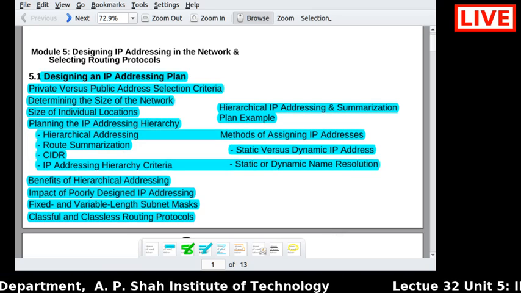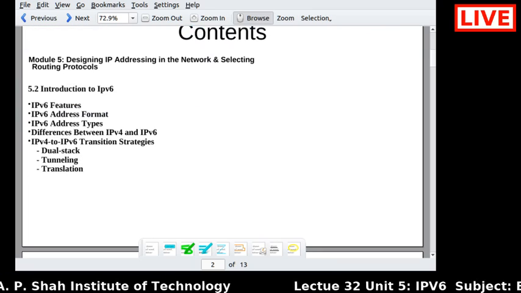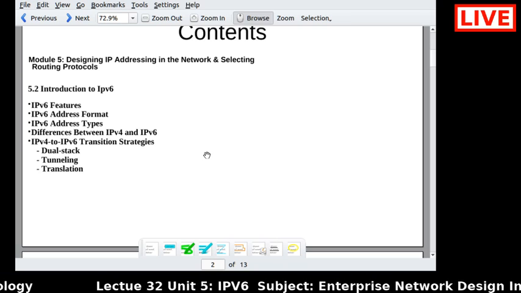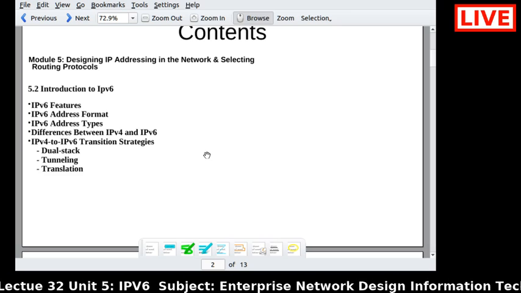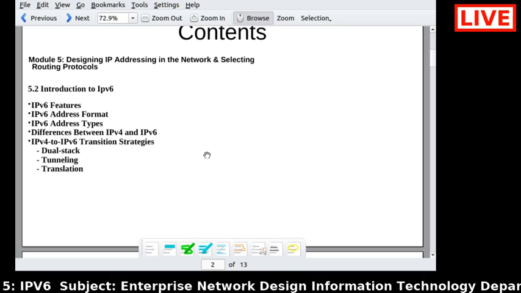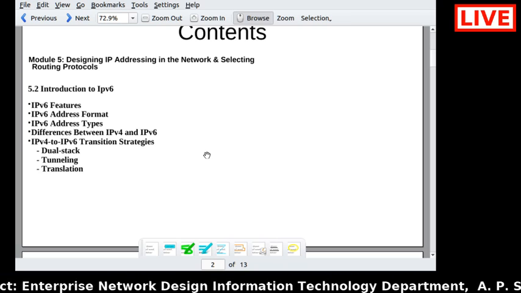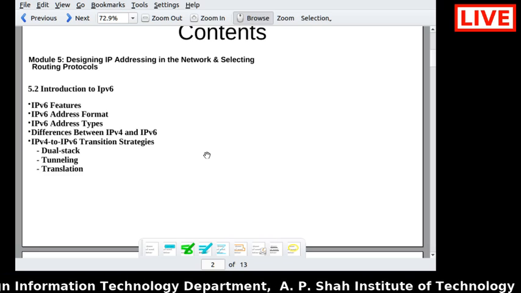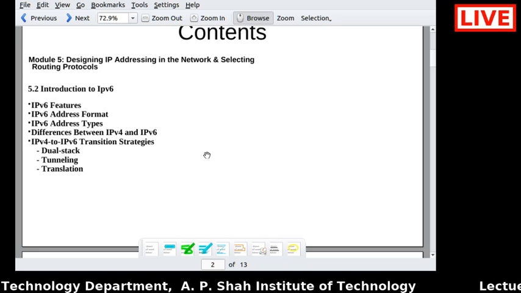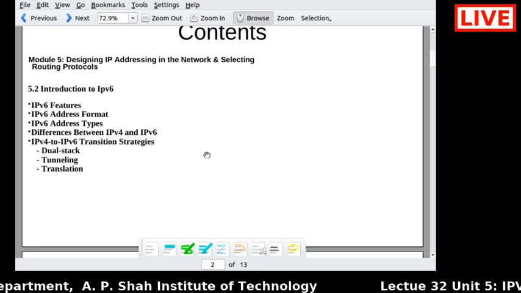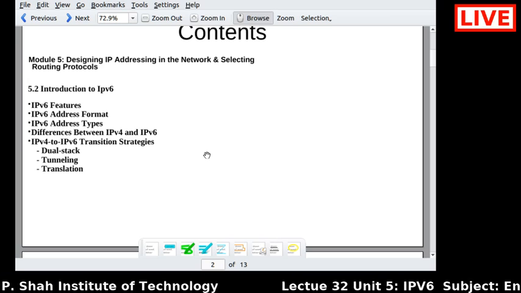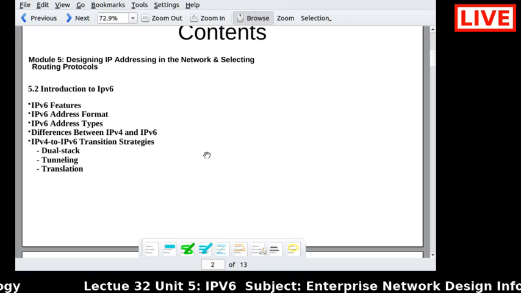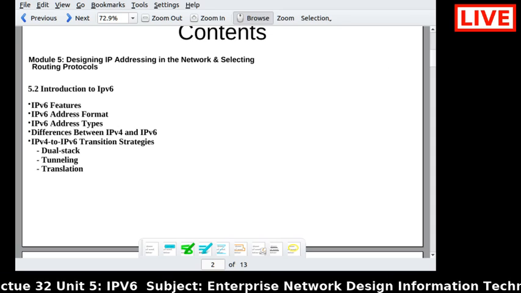Today we will discuss IPv6. You already know the limitations of IPv4. This technology evolved to overcome the limitations that IPv4 has, so those need to be overcome in IPv6. In this we will study an overview of IPv4 and IPv6 features.